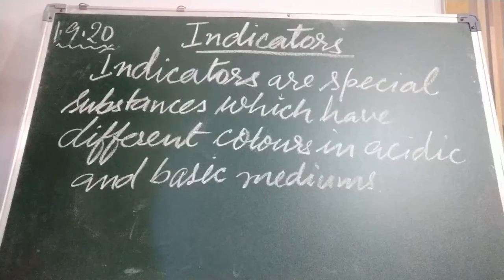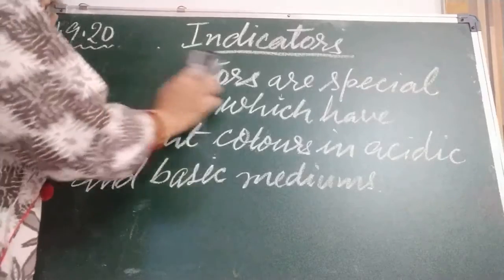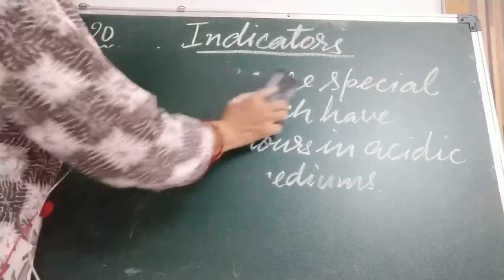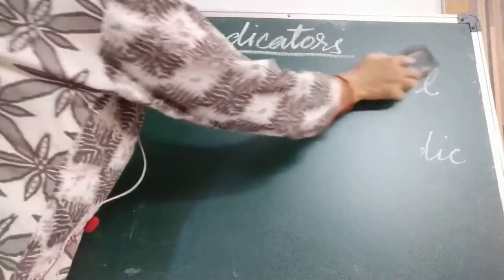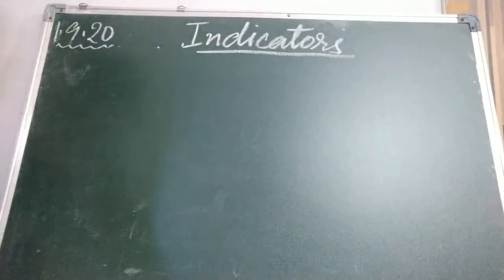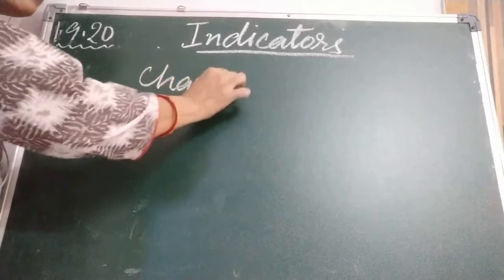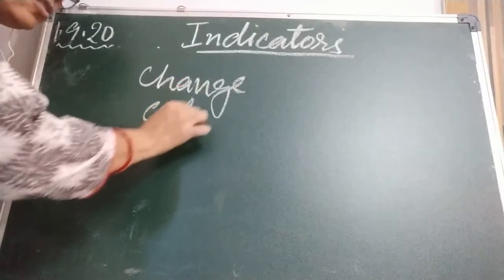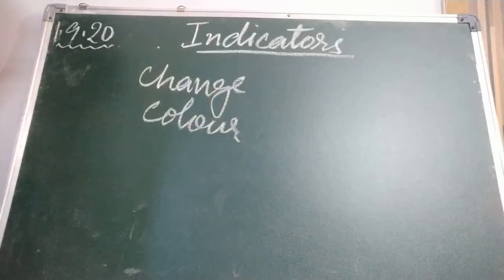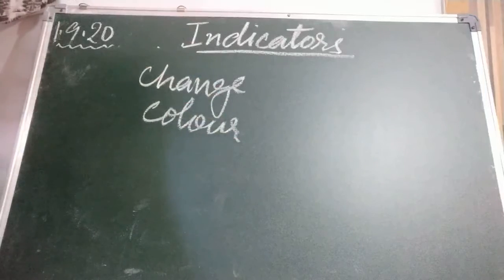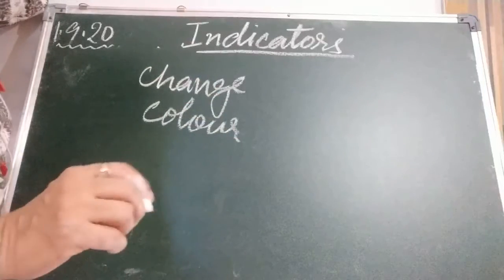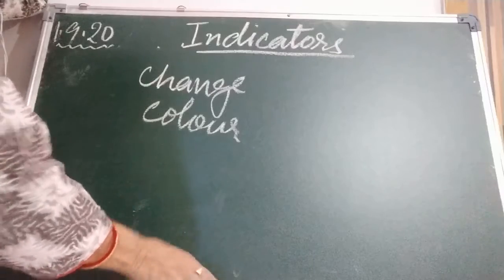How do the indicators work, children? Now the next question comes to our mind: how do these indicators work? Children, the indicators change their color when added to a solution, acidic solution or basic solution. Some common indicators, I am telling you the names.